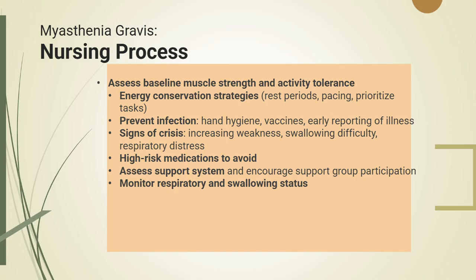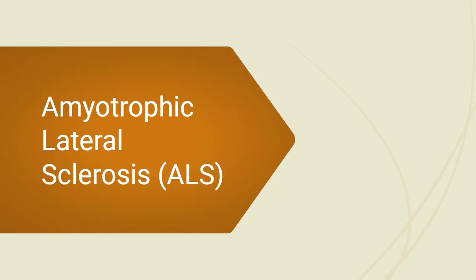We also monitor respiratory function and swallowing ability, because these areas can decline quickly and may require emergency intervention. This comprehensive nursing approach helps improve safety, function, and quality of life for patients with myasthenia gravis. Amyotrophic lateral sclerosis, also known as ALS or Lou Gehrig's disease, is a rapidly progressive and ultimately fatal disorder that affects the motor neurons in the brain and spinal cord.